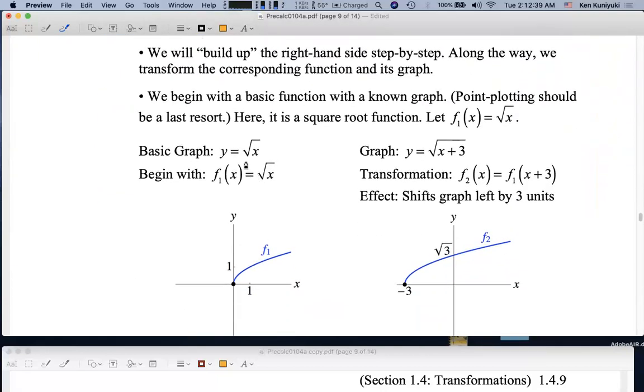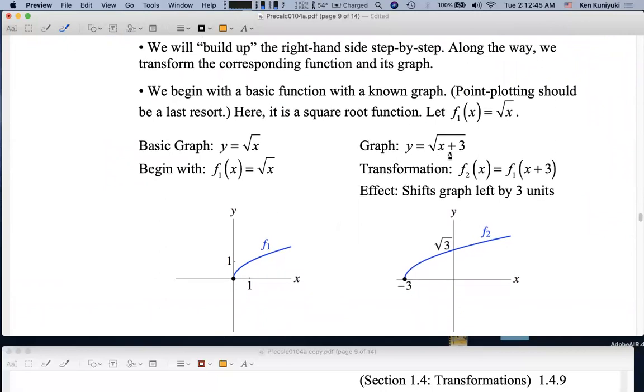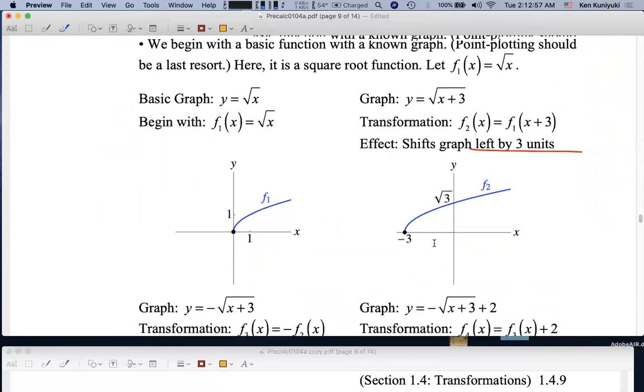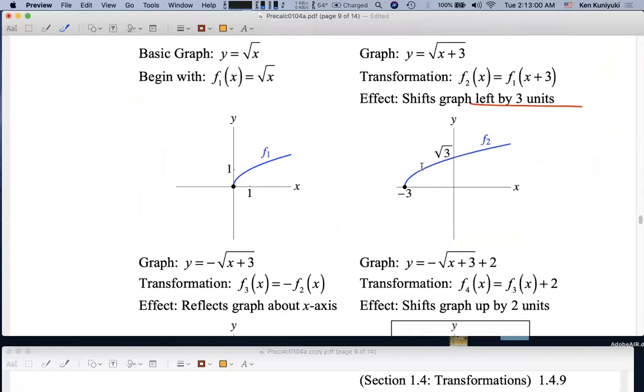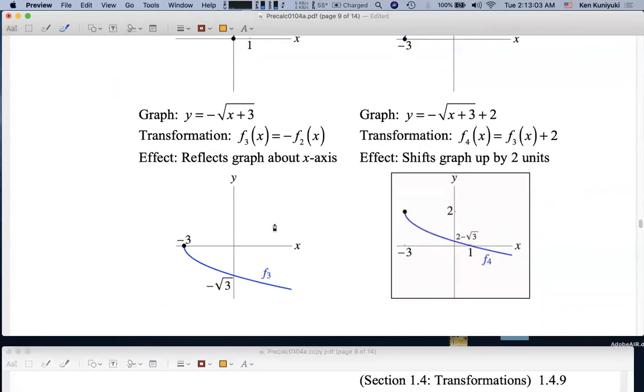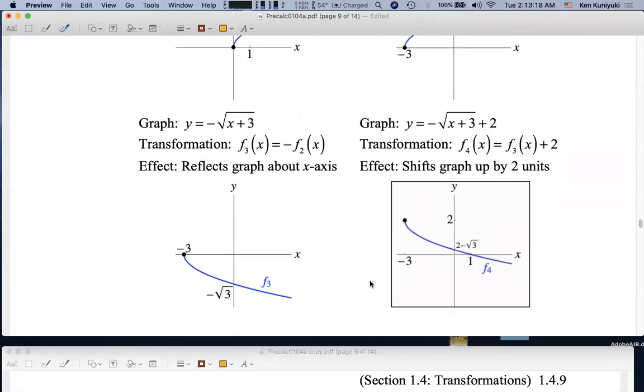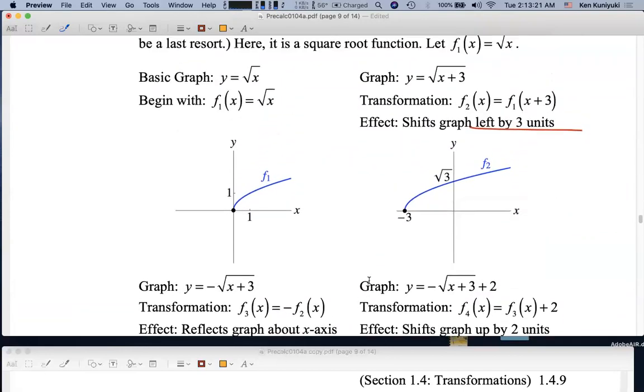We start with this original Big Daddy graph, y equals root x. That's our basic hook. When we go to y equals root x plus 3, we're shifting left by 3 units. Don't worry about the intercepts for now. And then when we multiply the right side by -1, we reflect about the x-axis, and the graph now goes down from this point. And then when we add 2, we take this graph and move it up 2 units.